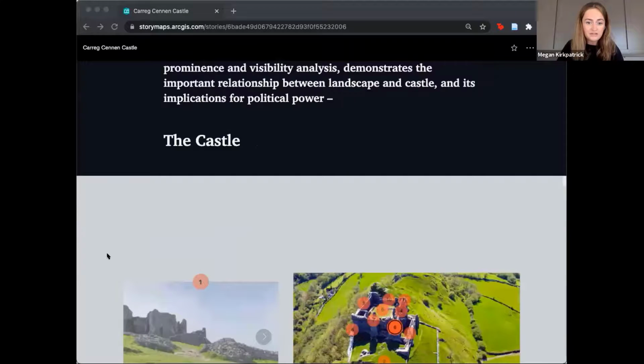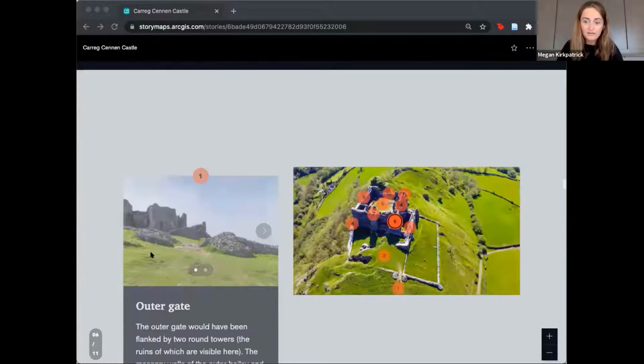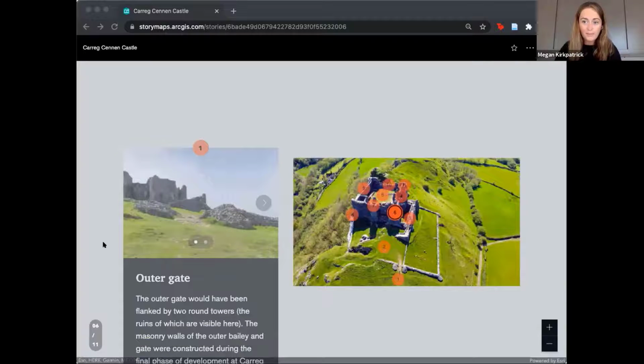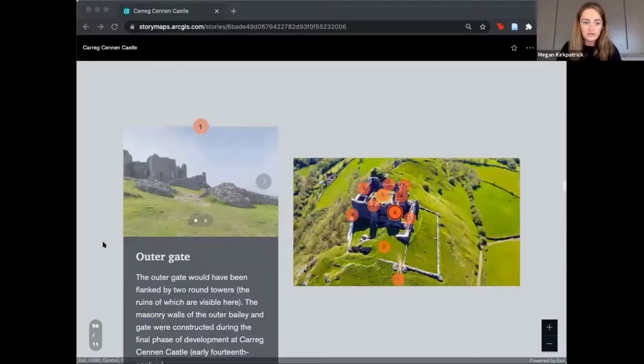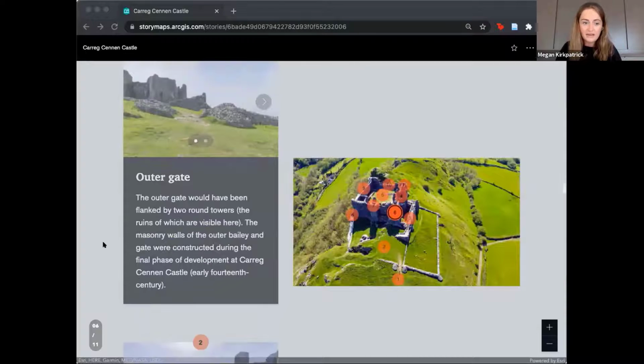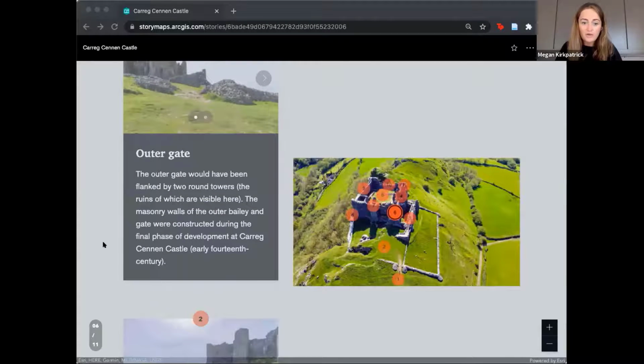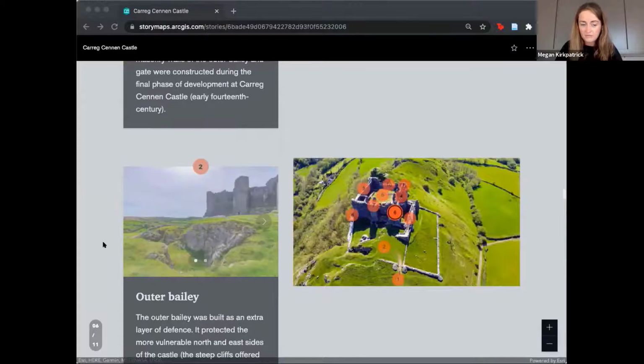So this is made using something called a map tour, which is a tool within StoryMaps. And it allows you to label an image or a map, as you can see on the right-hand side, with however many numbers you want. So I've got 11, and then each number corresponds to a feature that you'd like to highlight, which you can then talk more about on the left-hand side. So you can include text, as I've done, and images, but you can also include video as well.